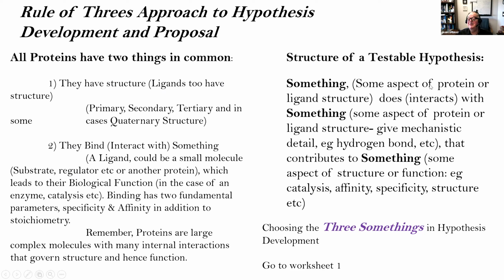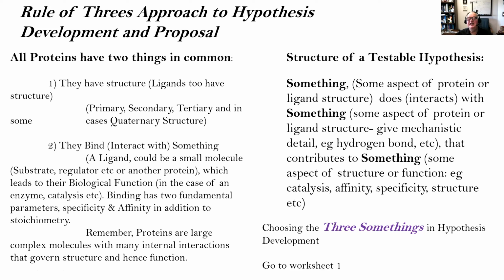Something, some aspect of the protein or ligand structure, does something. It interacts with something, which is some aspect of, maybe a mutant that is involved in substrate binding, or residues involved in substrate binding or whatever.